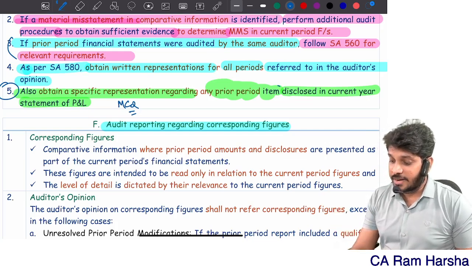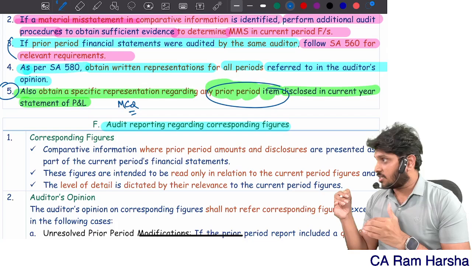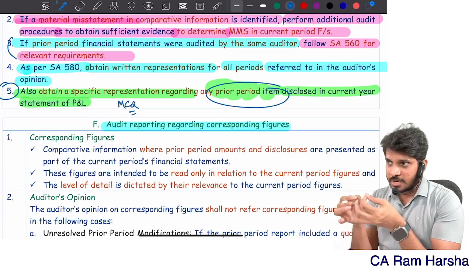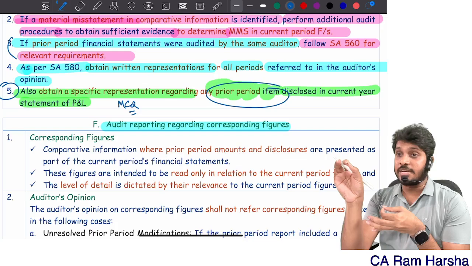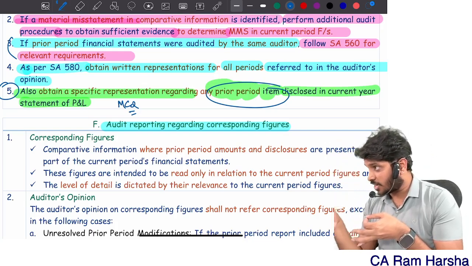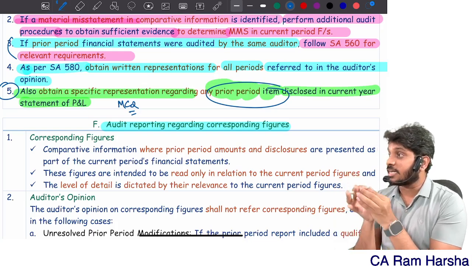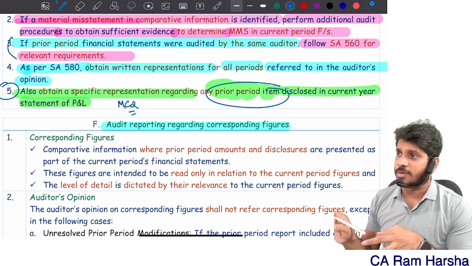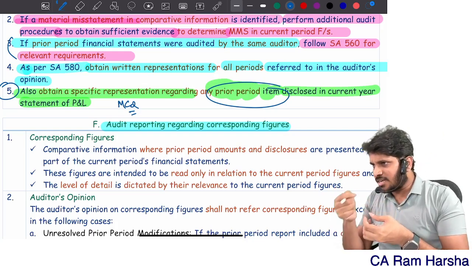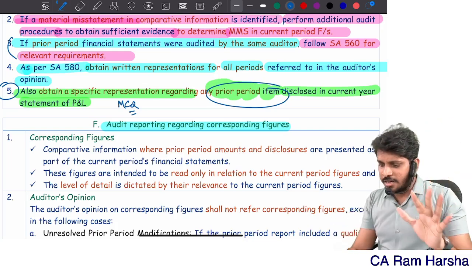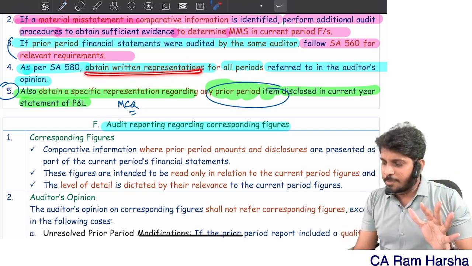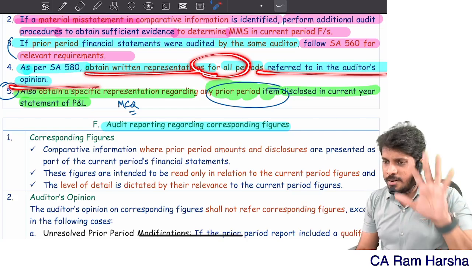If at all in the financial statements some prior period item is disclosed, get a specific representation that no prior period item is omitted, that all prior period items were identified and reported like this. Specifically, you should ask for a declaration for prior period items exclusively. Also get a general representation on comparative information. Also get a representation for all the periods referred to in the audit opinion.